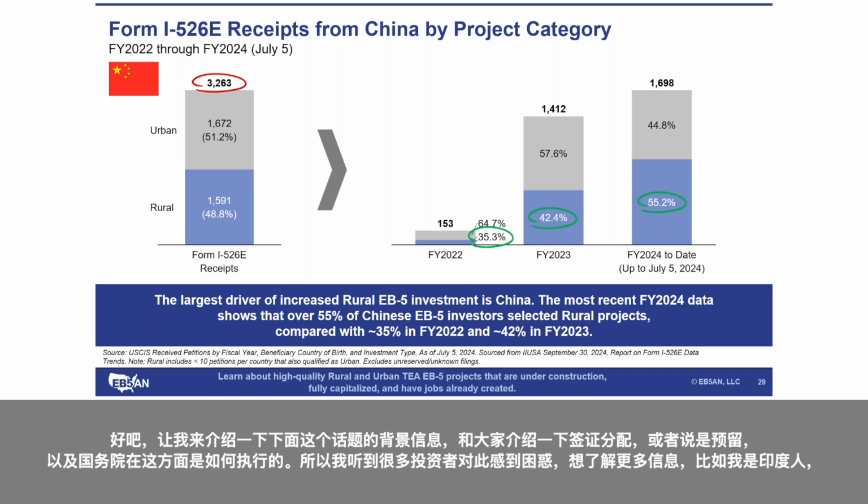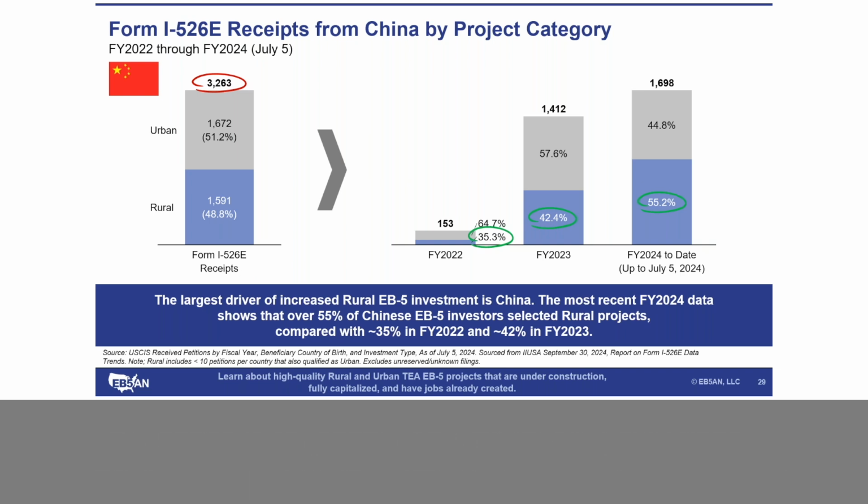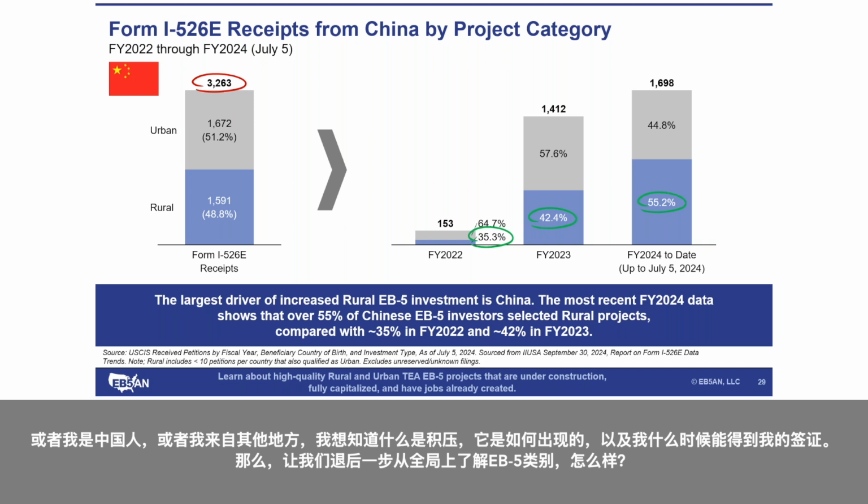All right, let me frame the conversation we're about to have and talk a little bit about visa distribution, or allocation, I guess is a better word, and how the Department of State does it. I hear a lot of investors who are confused about this. They just want to learn more about, okay, I'm Indian, or I'm Chinese, or maybe I'm from somewhere else, and I'm looking at understanding what is the backlog, how does it develop, and when will I get my visa?